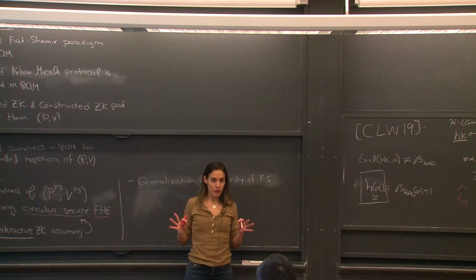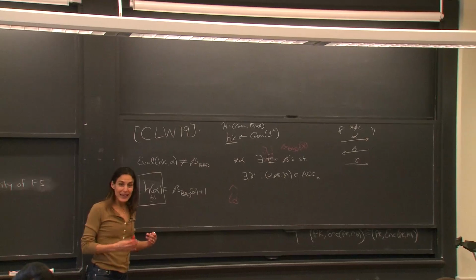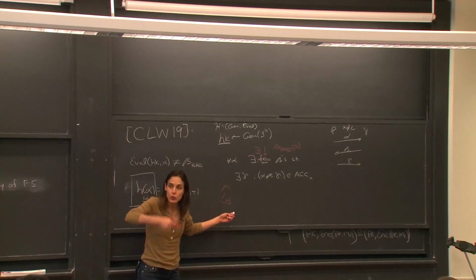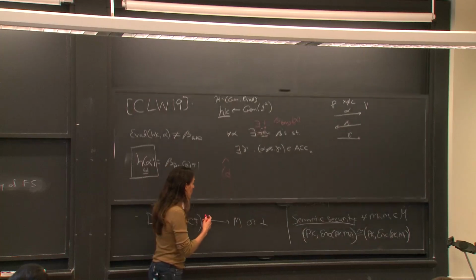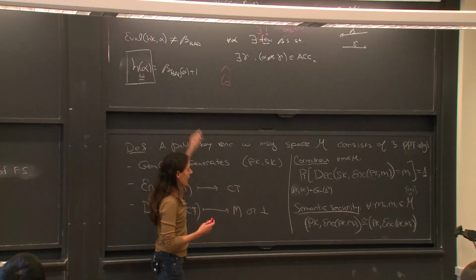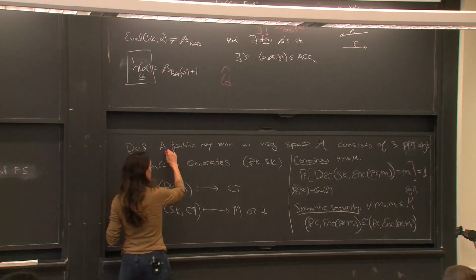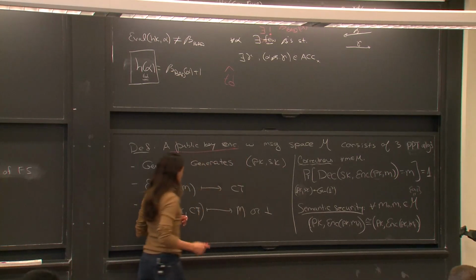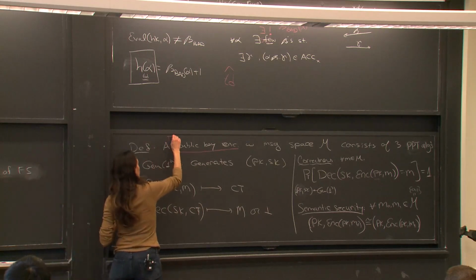What is a fully homomorphic encryption? I'll explain that next. But essentially what it does, it allows you to compute on encrypted data. A fully homomorphic encryption is exactly the same as an encryption scheme. So a fully homomorphic one is a public key encryption.